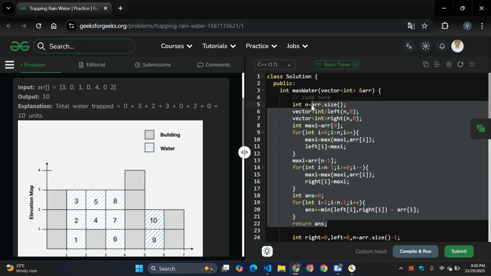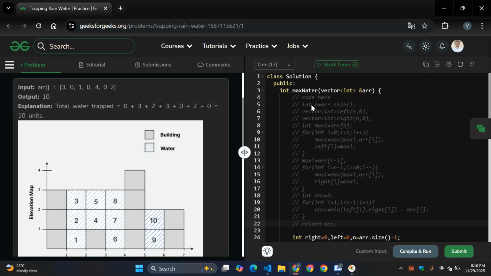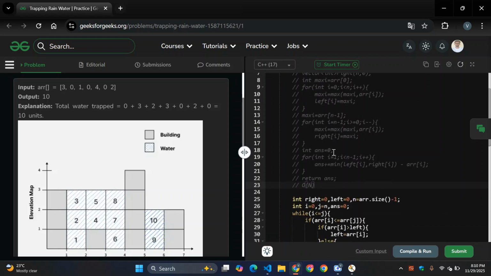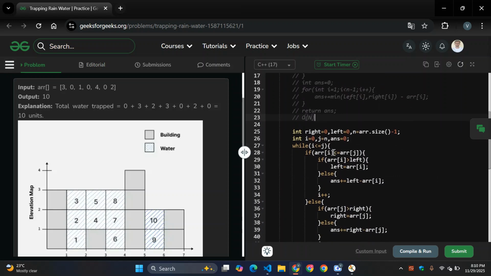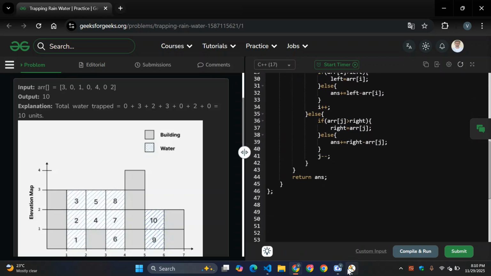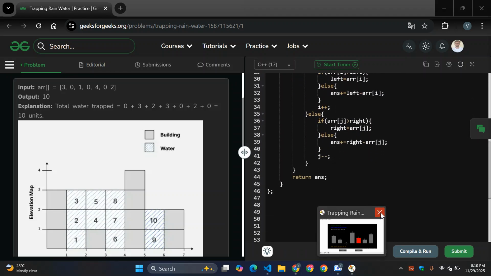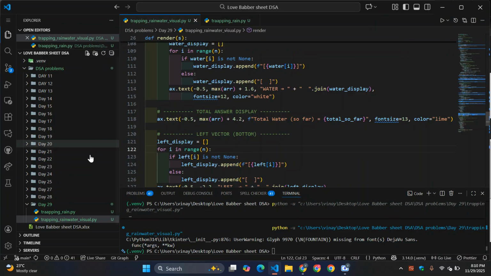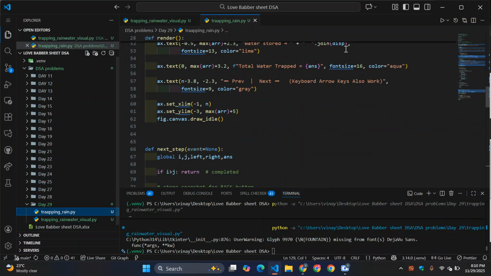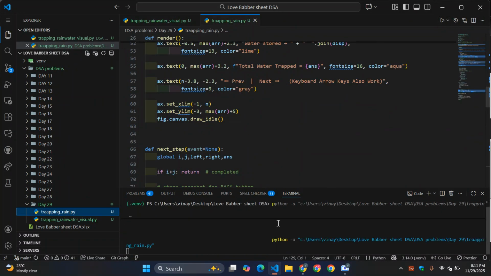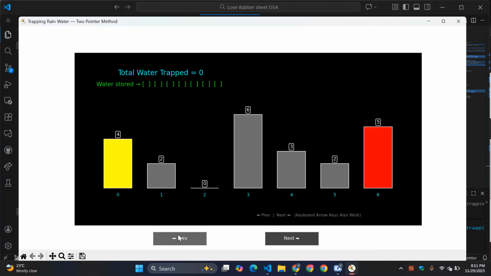Okay, this is the first scenario. Here the time complexity and space complexity is O of n, right? So because of that I have used another approach, a simple approach, the brute force. I will show you that as well. First I will show you why we are using that approach. Let's take the same example.